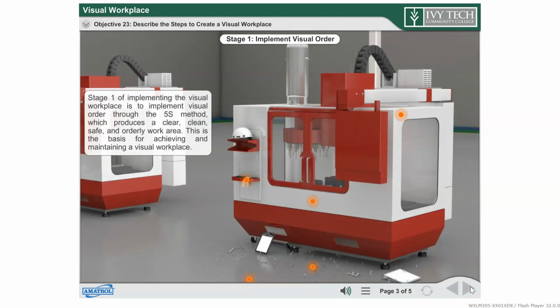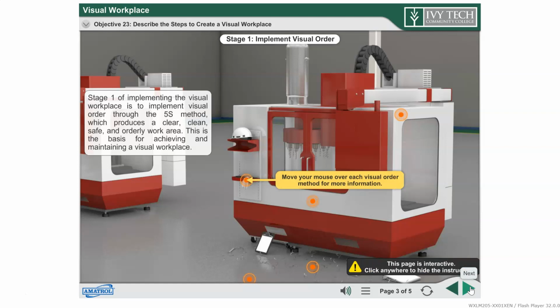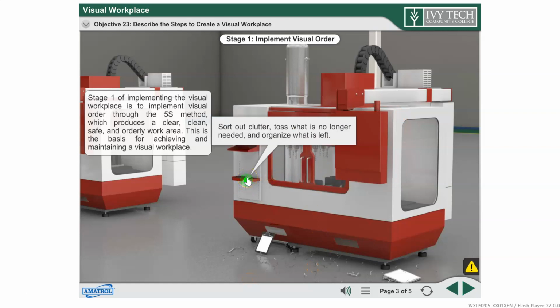Stage 1 of implementing the visual workplace is to implement visual order through the 5S method, which produces a clear, clean, safe, and orderly work area. This is the basis for achieving and maintaining a visual workplace. Sort out clutter, toss what is no longer needed, and organize what is left.